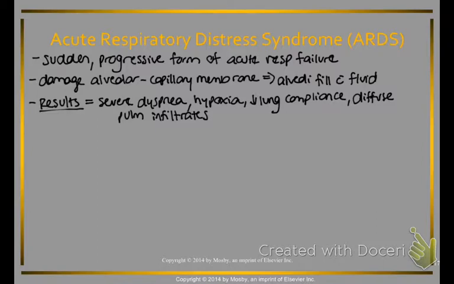And we're going to talk about it in depth, so if you don't want to write all this down, but this results in severe dyspnea, hypoxia, and the lung is not compliant, right? Because how do the lungs open and close? How do those alveoli open and close? What do they need? Starts with an S. Surfactant. They need surfactant, okay?